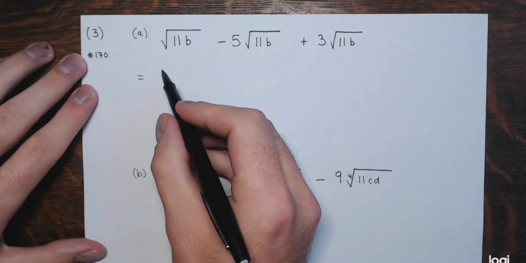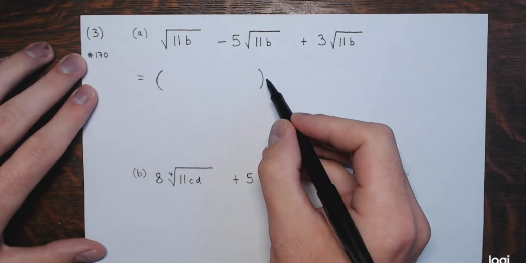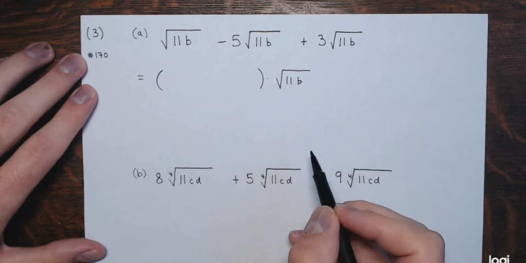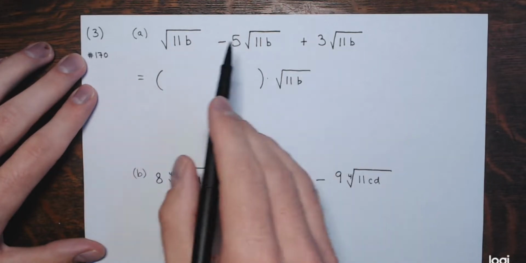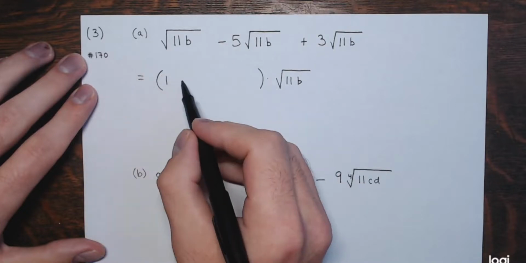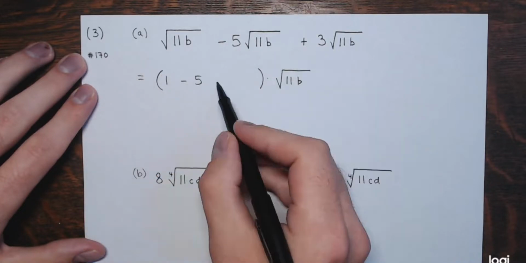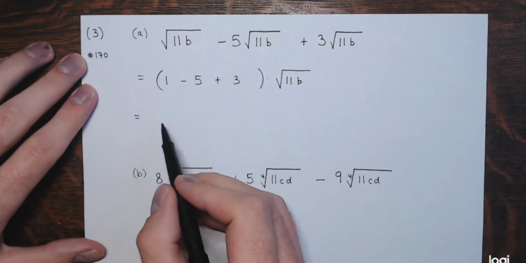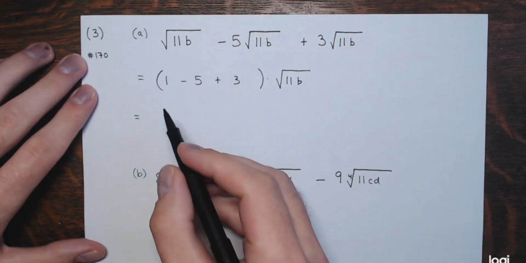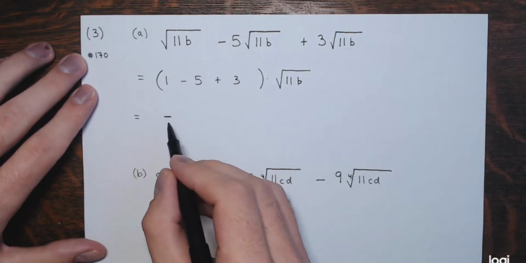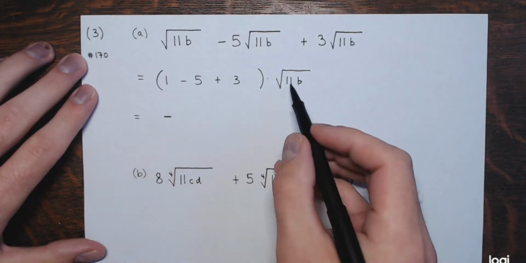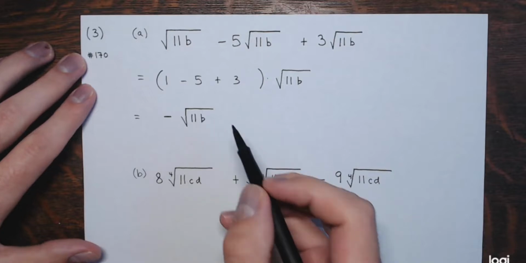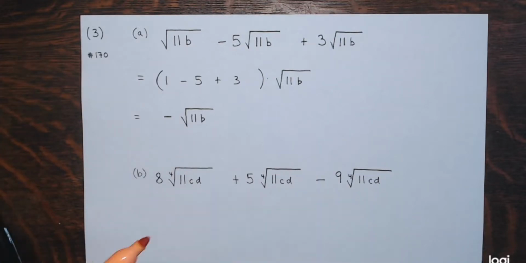So I'm going to factor that out. Right? Factor out the square root of 11b. And if you were to do that, what's left over would be 1 minus 5 plus 3. And we just combine those coefficients. 1 minus 5 plus 3 is negative 1. So we have negative 1, which you just write a minus sign. Negative 1 times the square root of 11b. And that's, again, as simple as this gets.